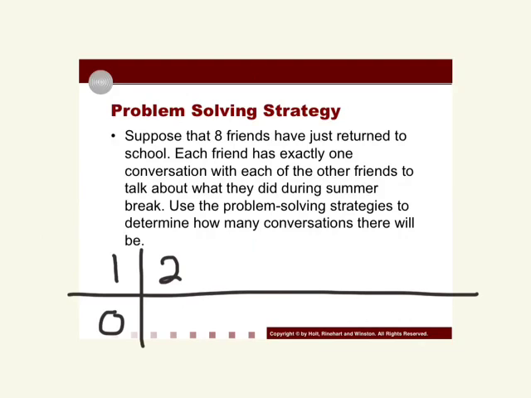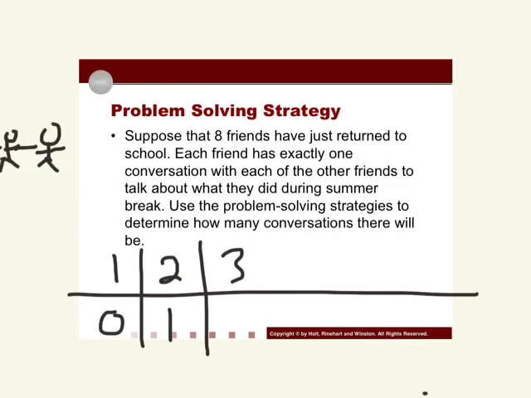If there's 2 people, think about this. I'm a good artist here. I'll draw a couple stick figures. We got person 1, and we got person 2. If they talk to each other, how many conversations would there be? 1.